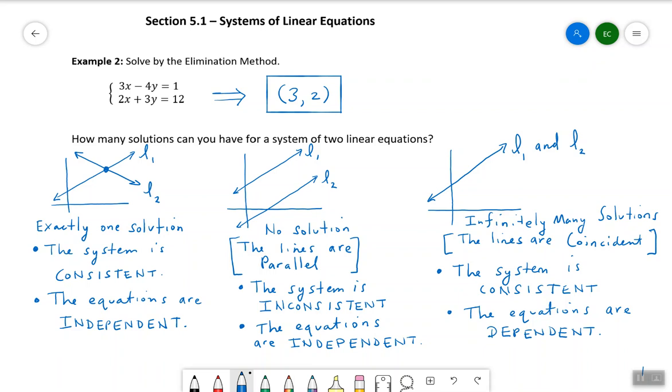Okay, so a system is consistent if there is at least one solution. So that would be the first case or the third case. And then the equations are independent if there are a finite number of solutions. So that would be the first case and the second case. Independent equations.